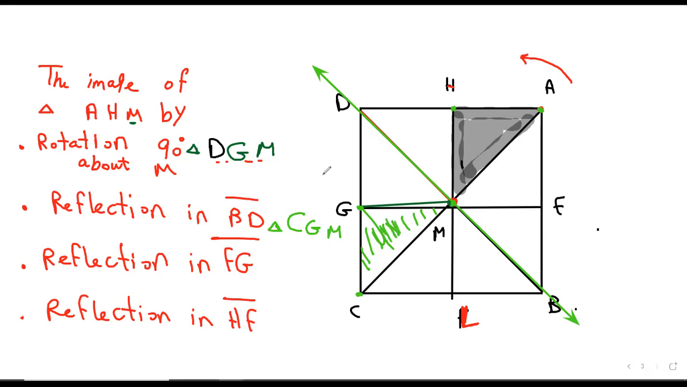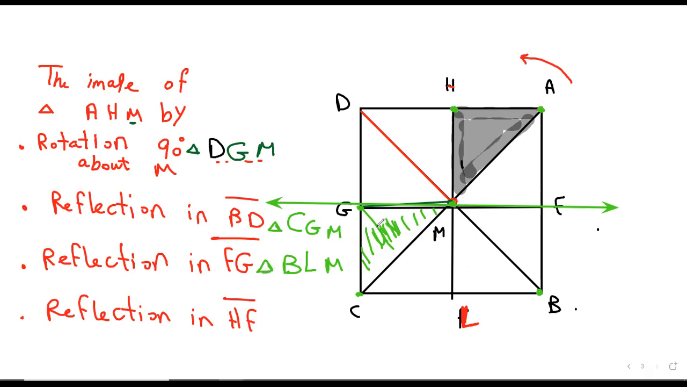Take it point by point. What if it was the reflection in FG? Determine FG and draw the line we are going to reflect this triangle in. The reflection of A in this line will be B, and the reflection of H in this line will be L, and the point M will be M, because the point M lies on the line.